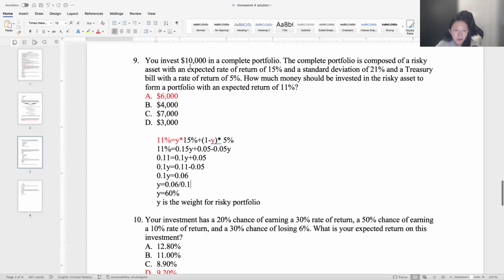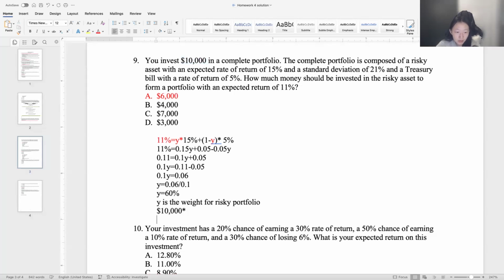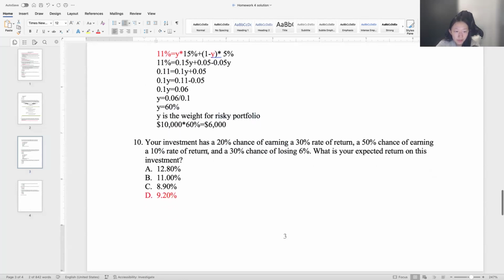So our total investment is 10,000. So then the dollar value will be 10,000 times 60%, which is 6,000 for the risky portfolio. So we're choosing 6,000 here.